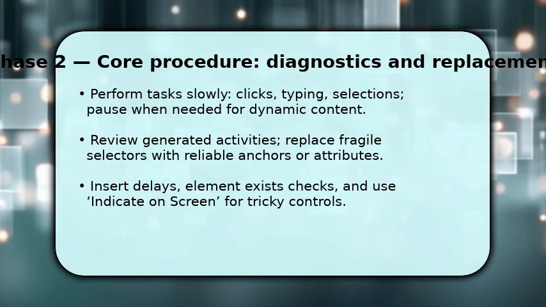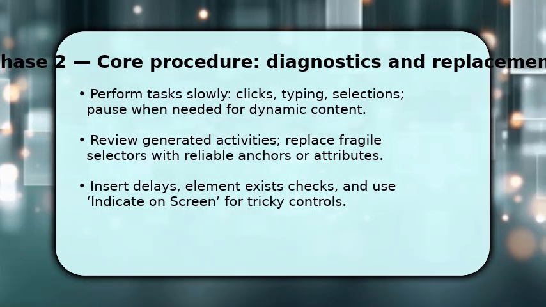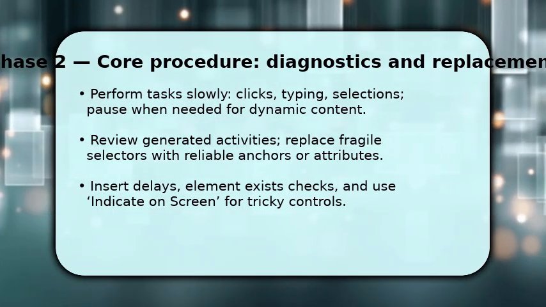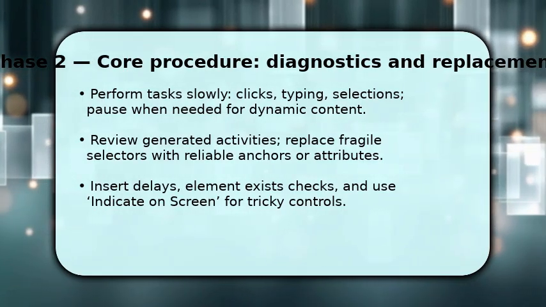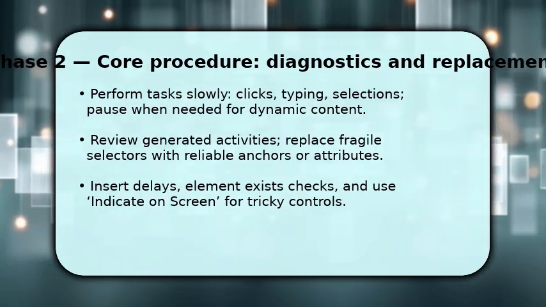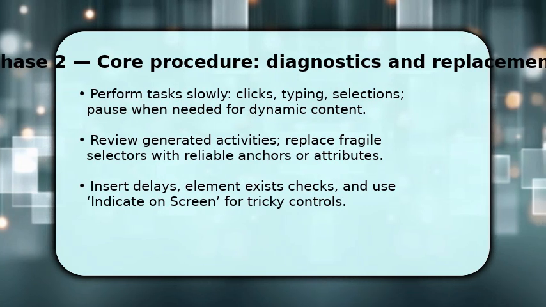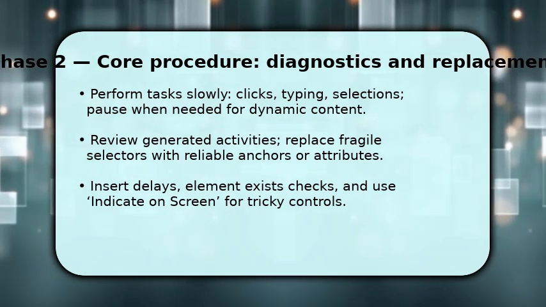After recording, inspect the generated workflow. Replace brittle selectors with robust anchors or attribute-based selectors so the process is resilient. Insert explicit waits, element exists checks, and use Indicate on Screen to capture hard-to-detect controls. These refinements keep your automation reliable across slight UI changes.